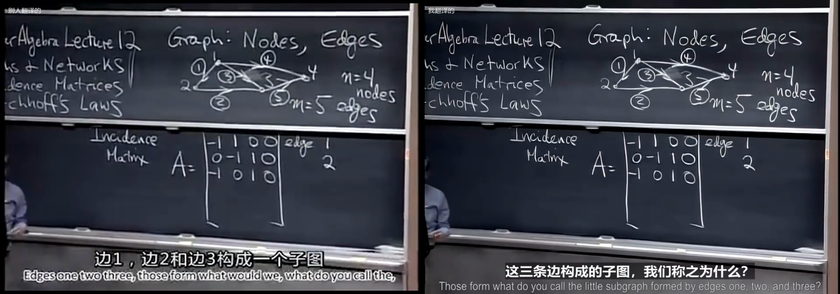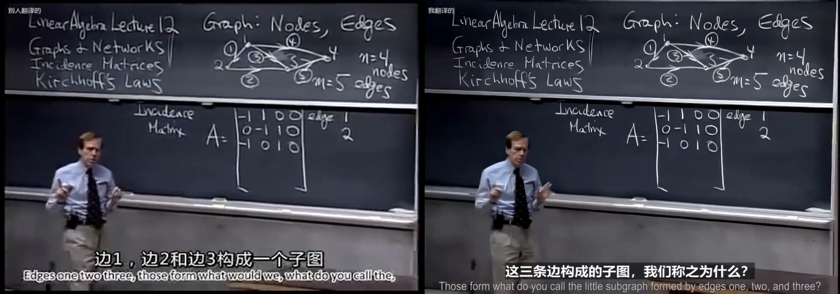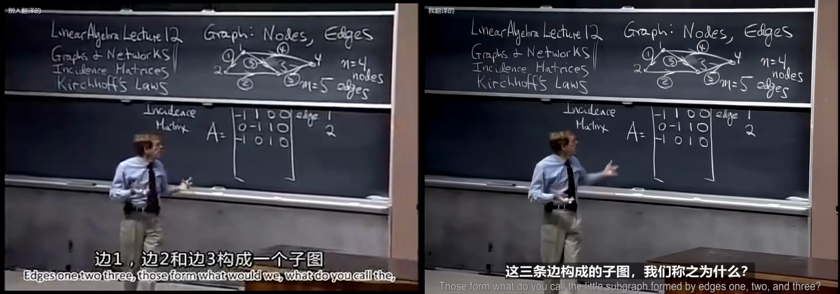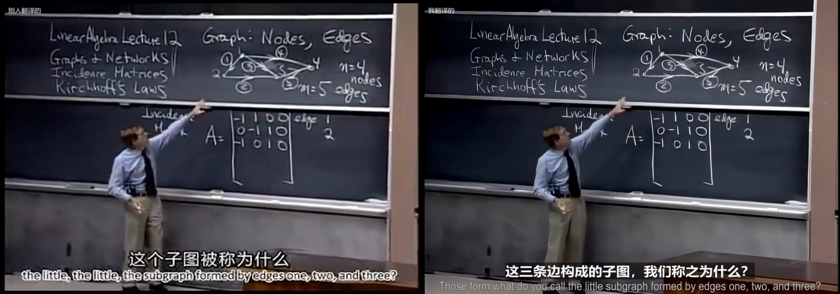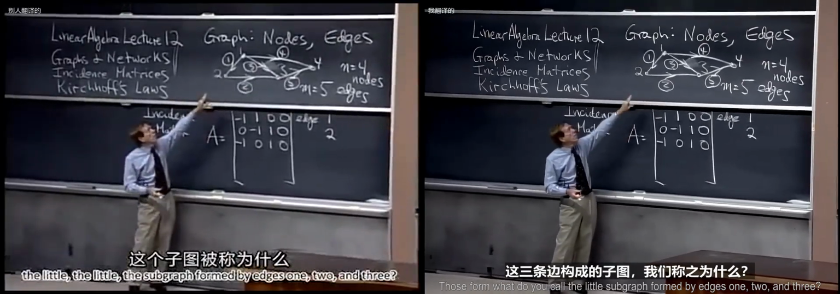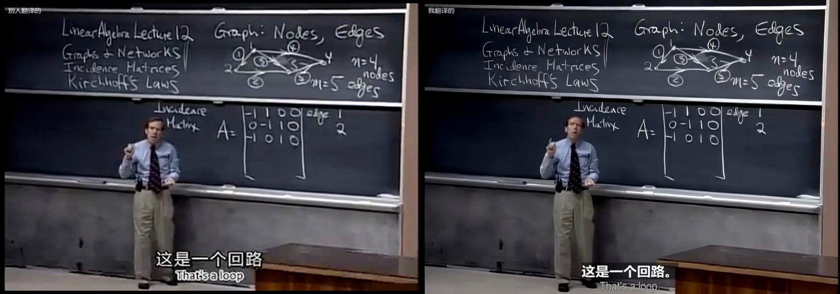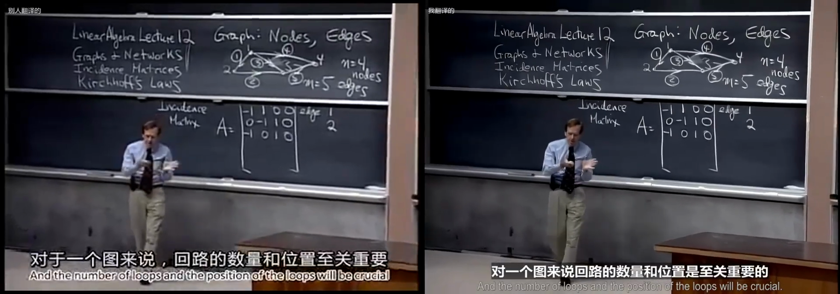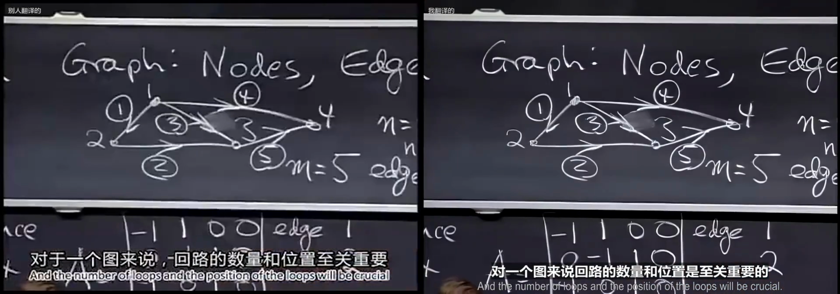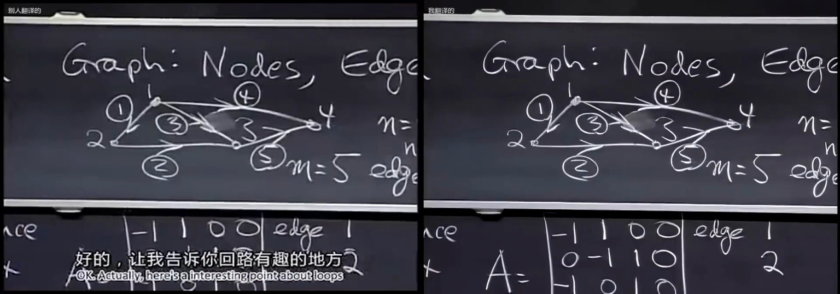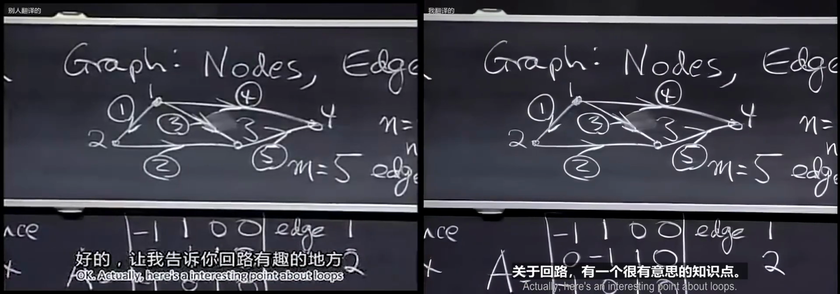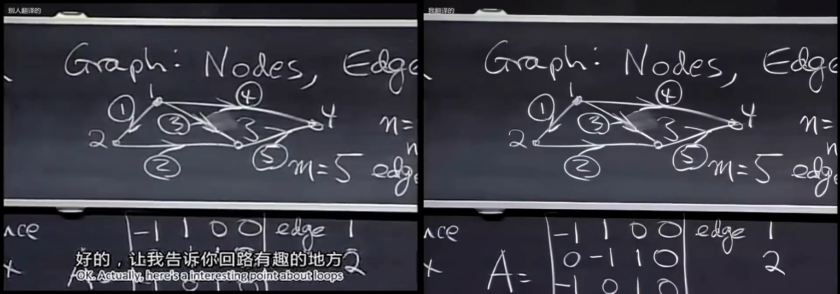Edges 1, 2, 3. What do you call the subgraph formed by edges 1, 2, and 3? That's a loop. And the number of loops and the position of the loops will be crucial. Actually, here's an interesting point about loops.